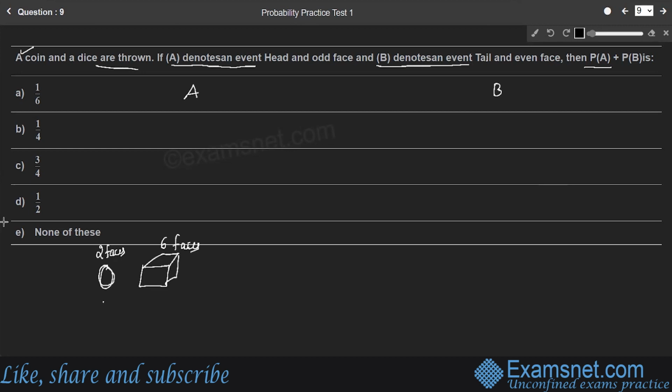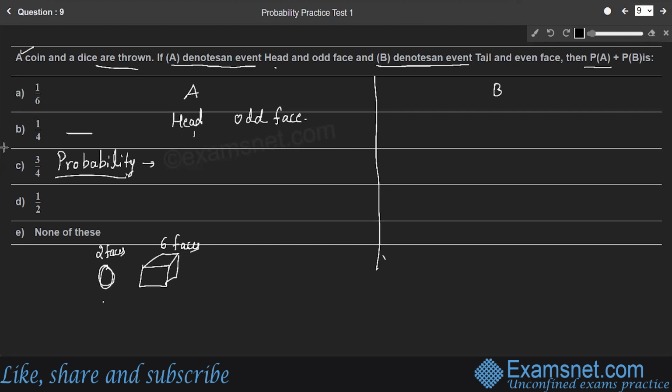Keeping this in mind, consider event A. A denotes an event, head and odd face. So we'll consider head and odd face. How many heads are there in a coin? There is only one head. Here I am making a small table, so instead of writing in lengthy lines, it is better to take a small table. Here the probability of getting a head in a coin is 1 out of 2.